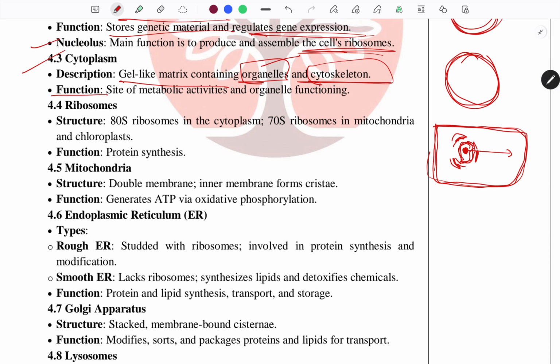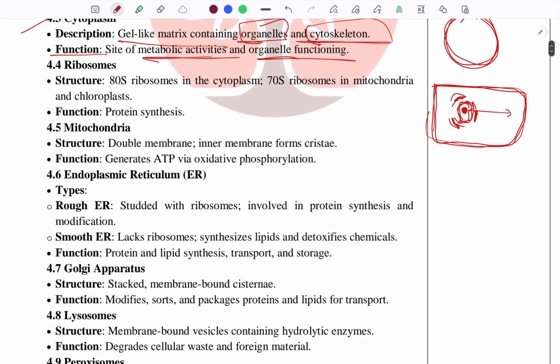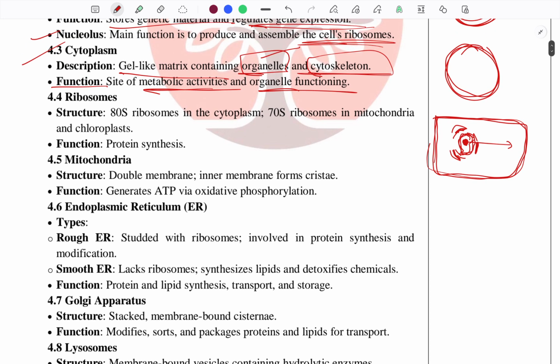And what's the function of this cytoplasm here? It is a site of metabolic activities and organelle functioning. So it will hold the organelles in proper place, and it is involved in metabolic activities, as we discussed while explaining the organelle structures.